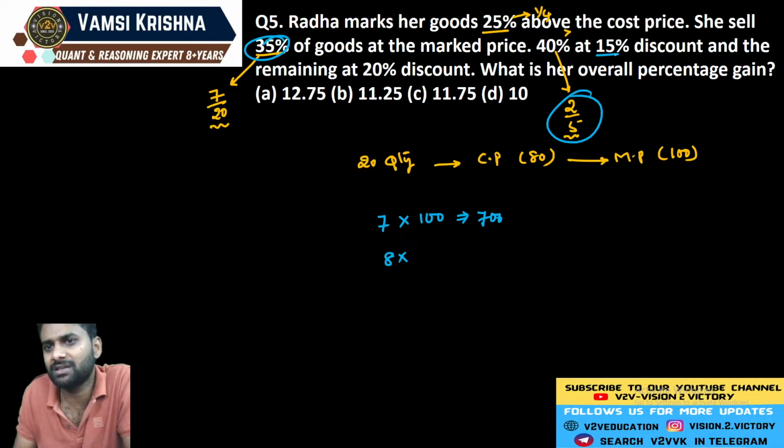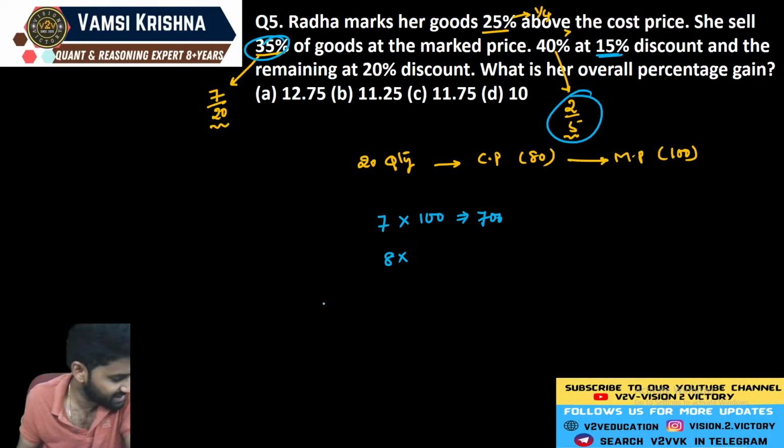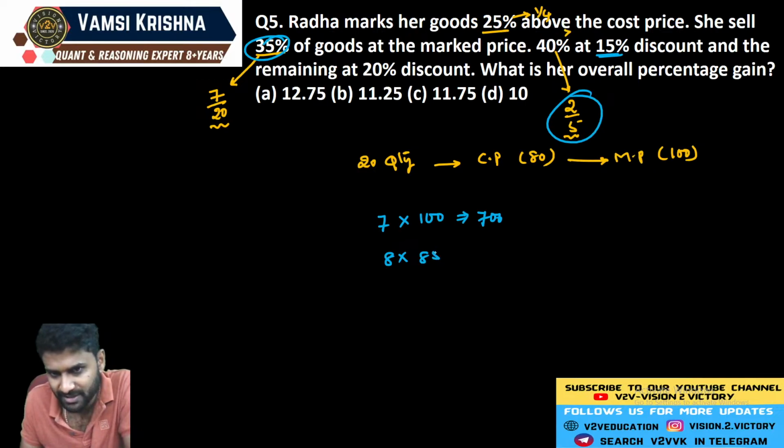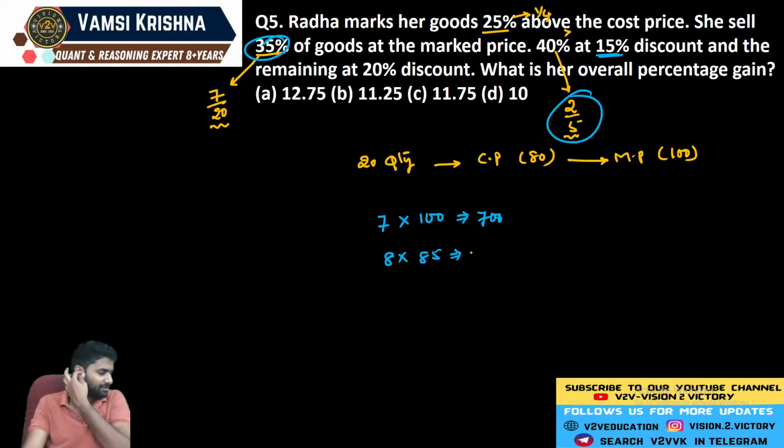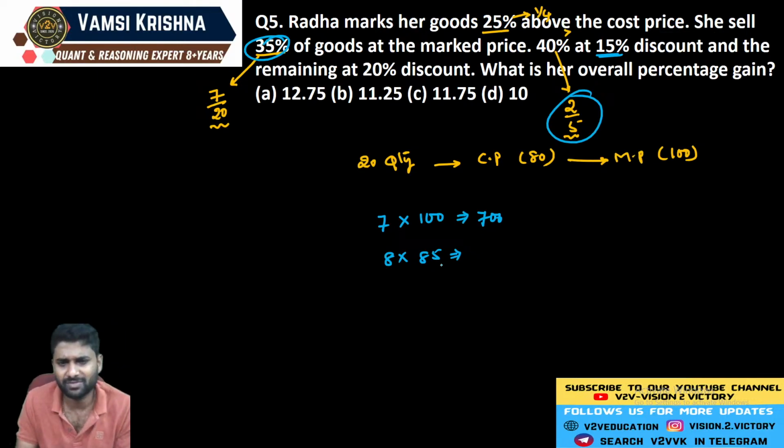Now they clearly mention that they offered a 15% discount. A 15% discount is exactly equal to 85 rupees. Now here the selling price is 85 only. So here the total value is exactly equal to 680. If 85 is multiplied by 8 times, the value is 680.